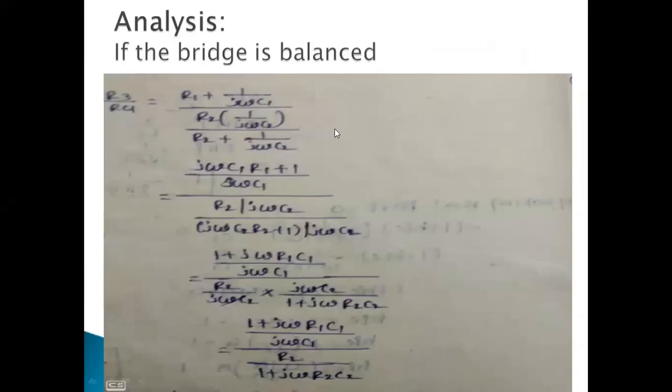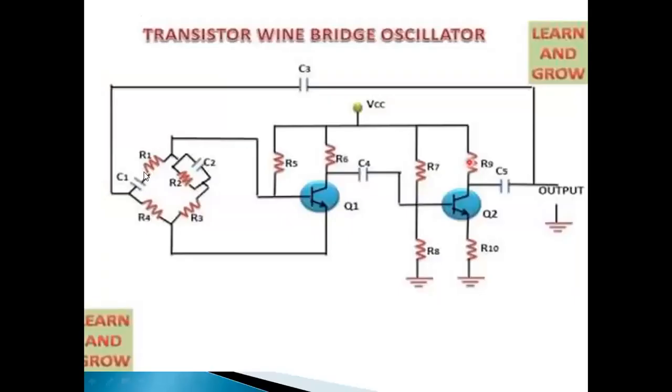And coming to the analysis, let us consider the bridge is balanced. So we know the condition if the bridge is balanced. What is the condition? If you have the impedances P, Q, R, S, where this terminal impedance is P, this one is Q, this one is R, this one is S. If the bridge is balanced, then the condition is P by Q is equal to R by S.